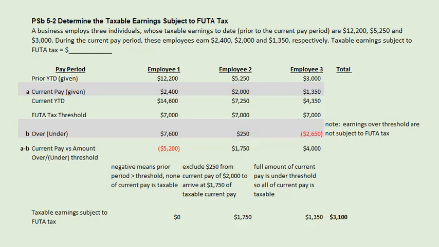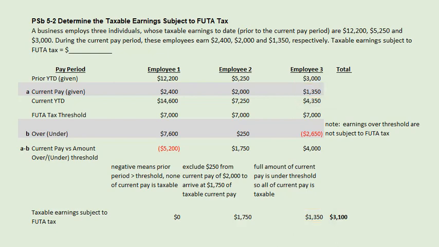Now, employee 3, current year-to-date earnings is $4,350, which is under the threshold of $7,000 by $2,650. It is way under the threshold, so the full amount of the current pay is taxable, and that is $1,350, the full amount of the current pay.